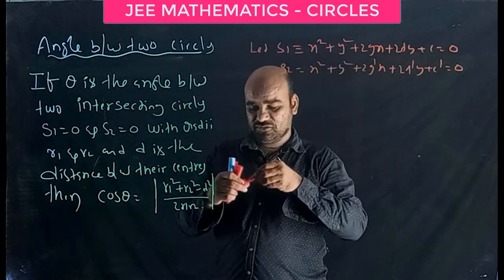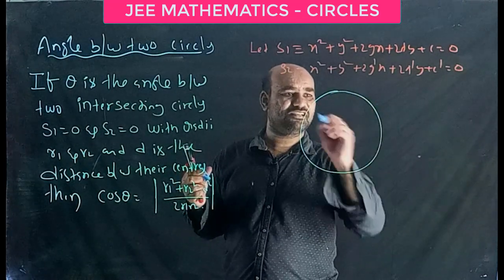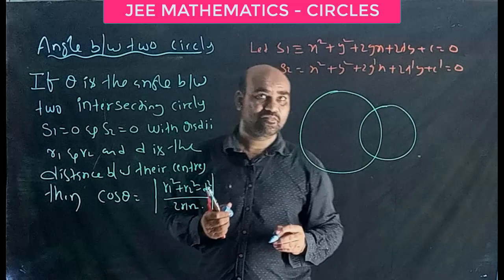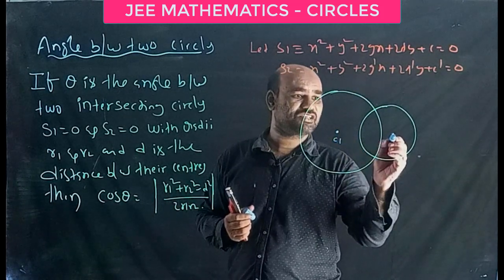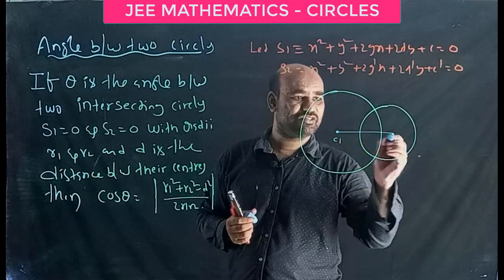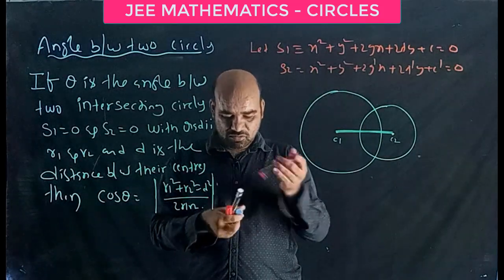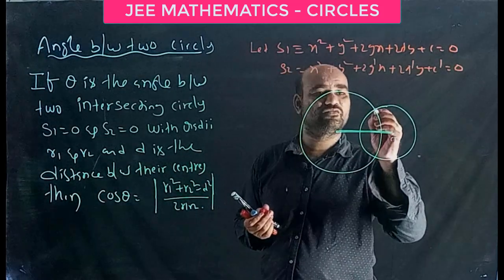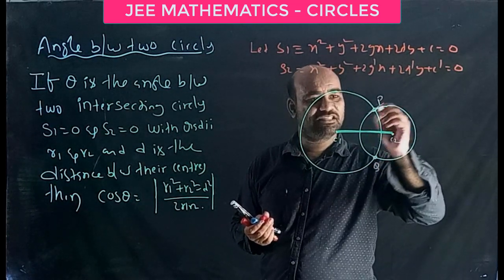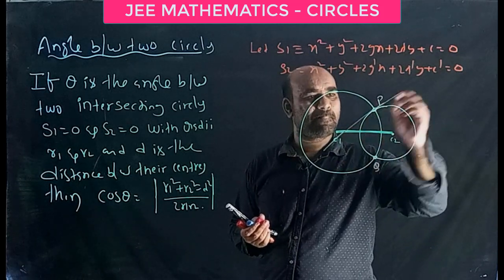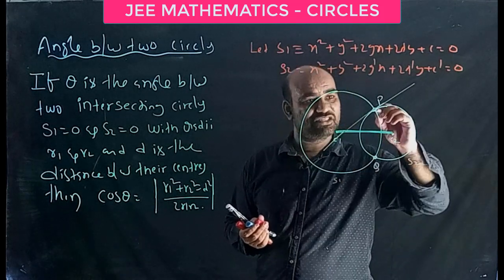Okay, so the situation. This is one circle, this is another circle. Let the center of the first circle be here and the center of the second circle be here. Join them, this is D. Now the two circles are intersecting at P and Q. At P, draw tangents. This is the tangent to S2. This is the tangent to S1.